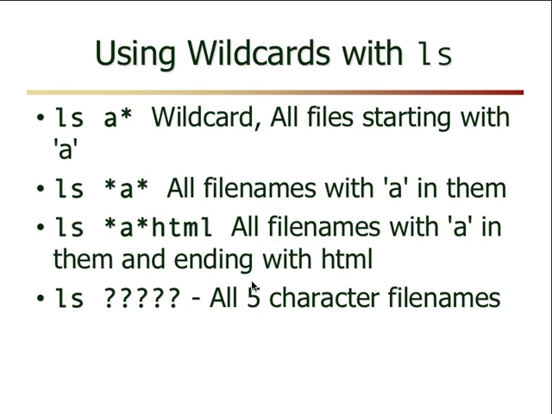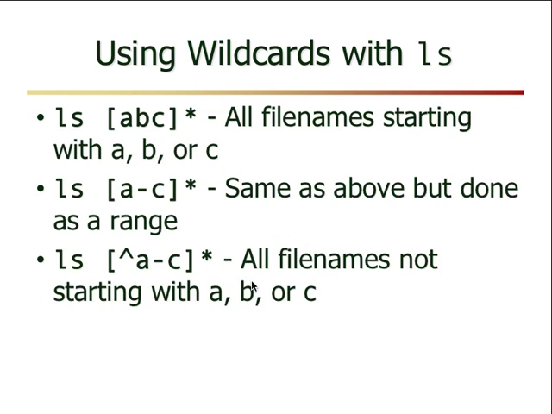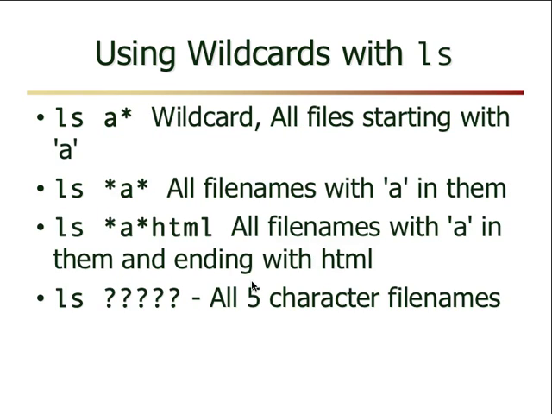ls asterisk A asterisk gives file names with an A in them, before or after or inside of it somehow. A asterisk HTML gives file names with an A in them ending in HTML. And then we have our 1, 2, 3, 4, 5, all 5 character file names. That you can't do in DOS. That's with the question marks. If you had a big old list of backup files, you can say, give me the ones that have 5 characters, which means it's probably from a particular month or something.